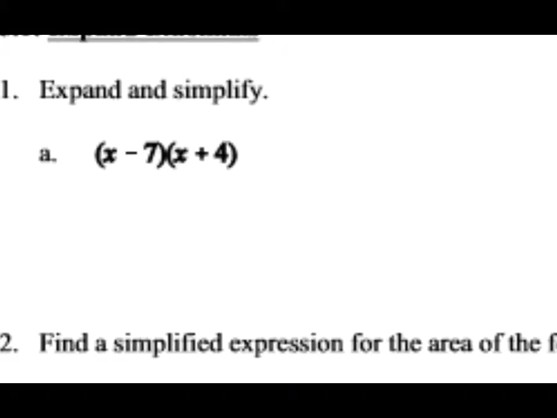When we're expanding and simplifying, all we're doing is just expanding the binomial that we have here. So the first term is x, and we're going to multiply that by everything in the second bracket to get x squared plus 4x, as you see. Now we're going to do the same thing for the second term in the first bracket, and we're going to get negative 7x and minus 28.